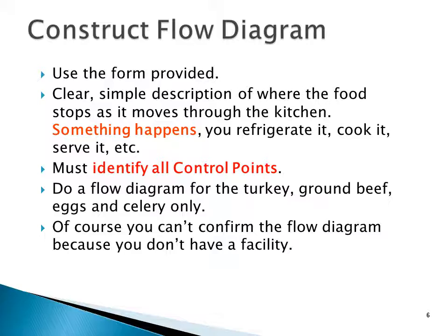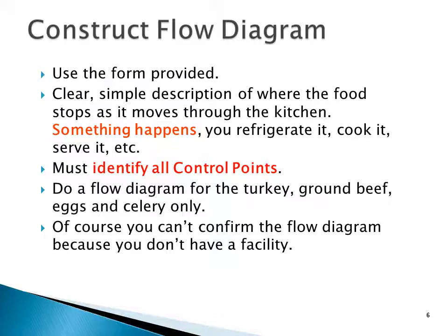Now, as part of the organizing process for this course, you should have gotten your book, and you should have gotten a couple of forms, one of which is the flow diagram form. You can do it on any piece of paper, but I provided a flow diagram form for you. What is the flow diagram? Again, it's a clear, simple description of where the food stops as it moves through the kitchen. Something happens, you refrigerate it, you cook it, you serve it. Those would be control points, and that's what's listed on the flow diagram.